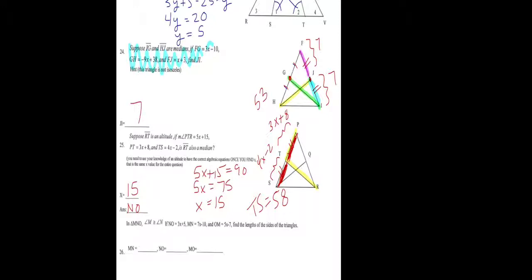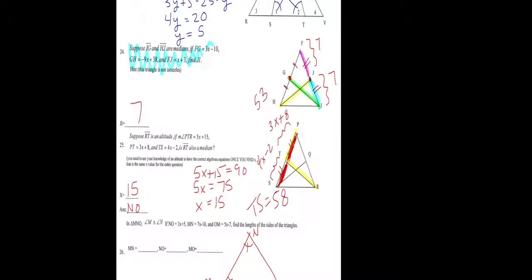In triangle MNO, angle M is congruent to angle N. NO is 3x plus 5. MN is 7x minus 10. And OM is equal to 5x minus 7. Find the length of the three sides of the triangle. Well, in order to do this, draw a picture. MNO. It says angle M is congruent to angle N.